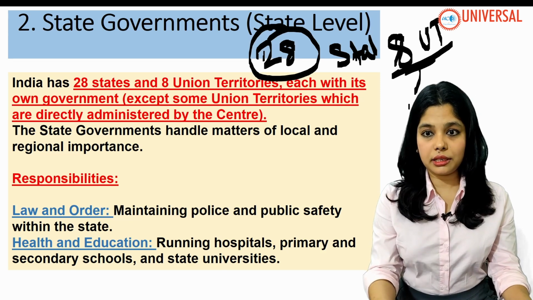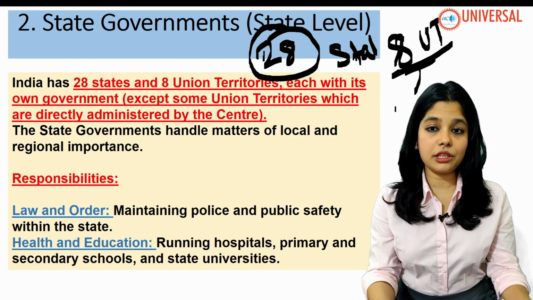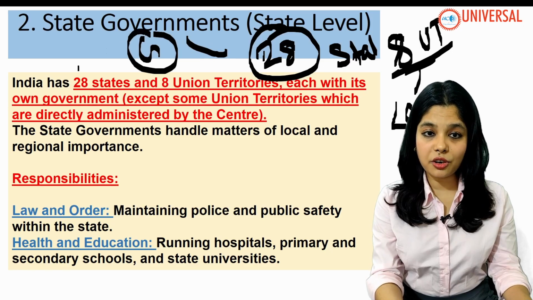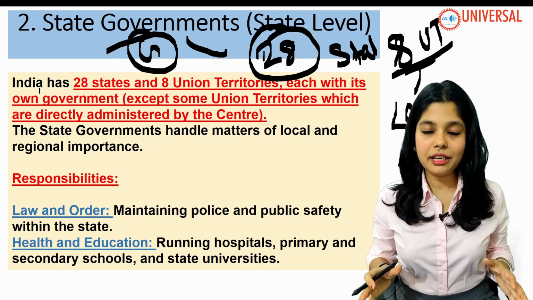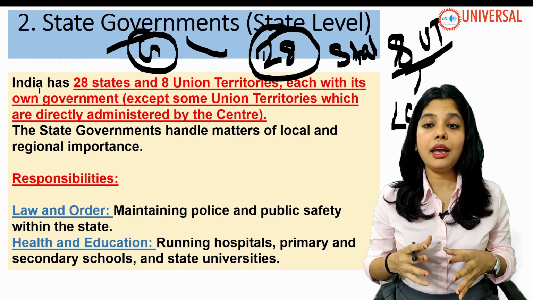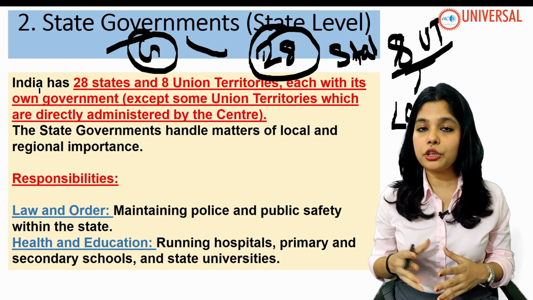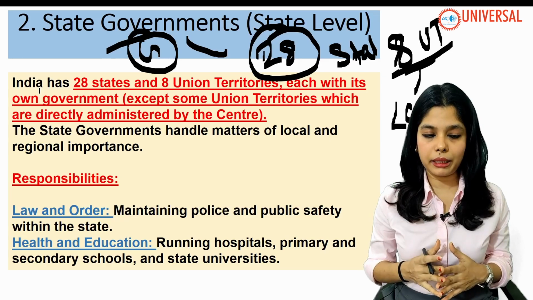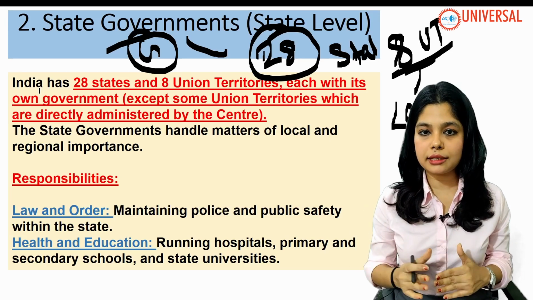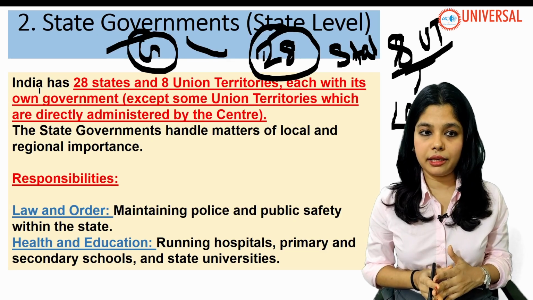In a union territory, the center's agent is your lieutenant governor. In states, the center's agent is your governor. Is that clear? In the states, you have the governor as the center's agent, and in your union territory, which is directly governed by the center, you have your lieutenant governor. But you have the elected government as well there.